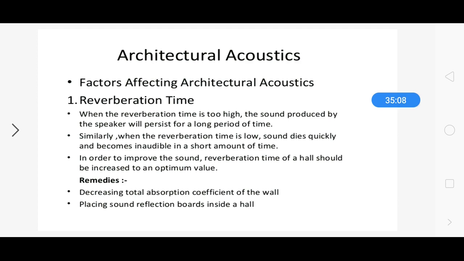And here, by decreasing the total absorption coefficient of the hall and by placing sound reflection boards inside the hall, we can reduce the reverberation in the hall. So these are the methods for reverberation.